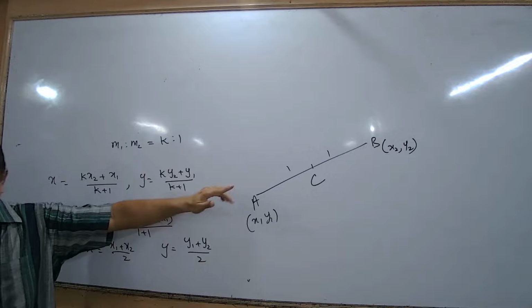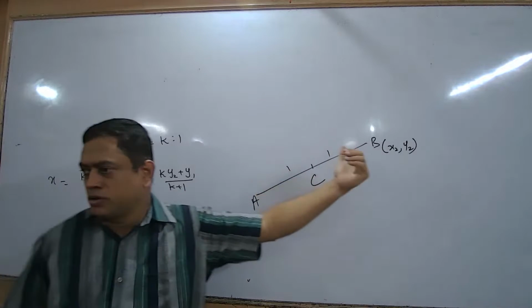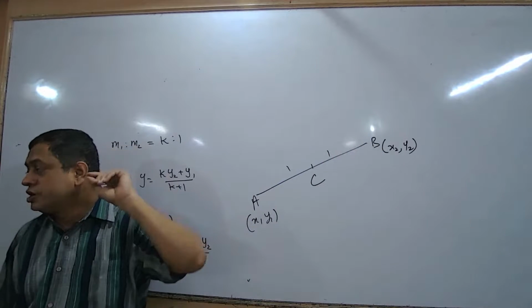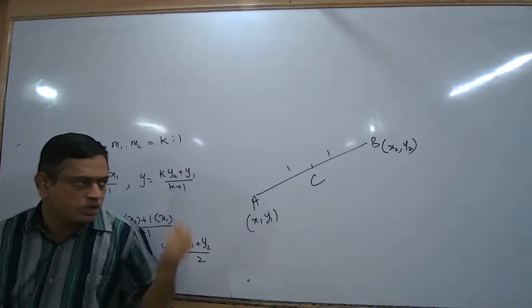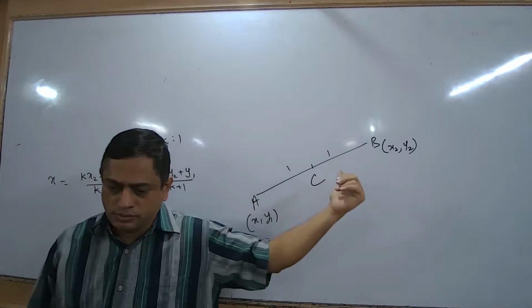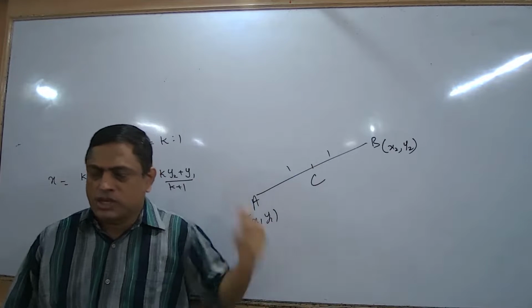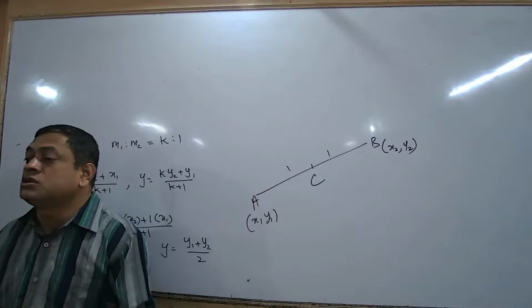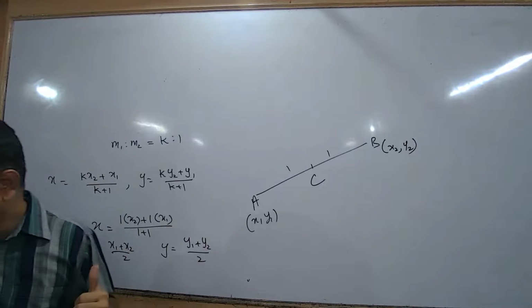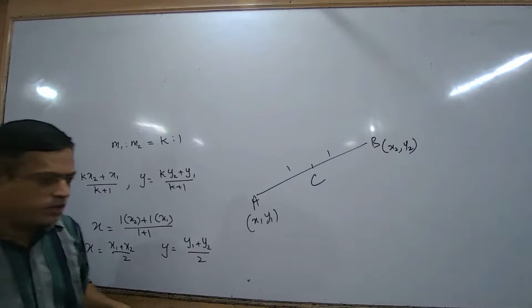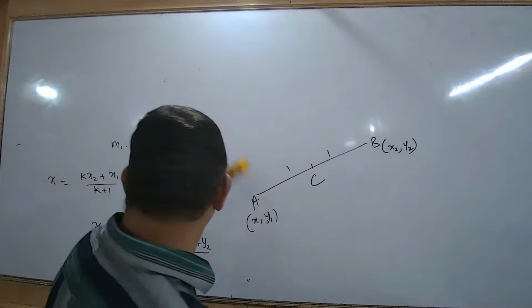I will make you write. Listen once again, most of you are still not convinced. Midpoint means dividing into two equal parts. That means the ratio is 1 is to 1, so m1 is equal to 1 and m2 is equal to 1. Just replace, and then it will come out in this form. Okay, write below: midpoint formula.